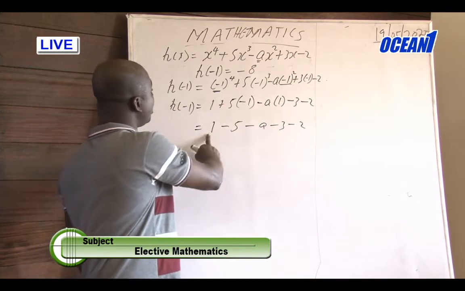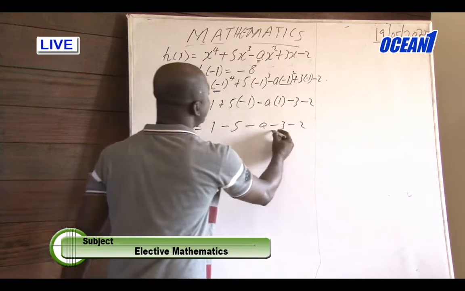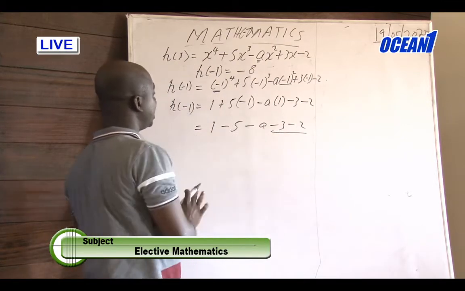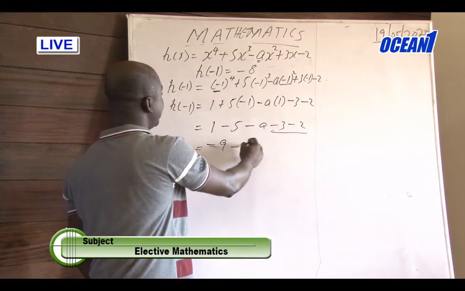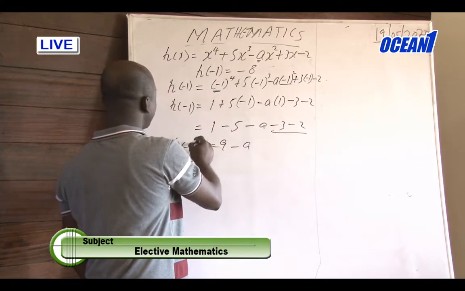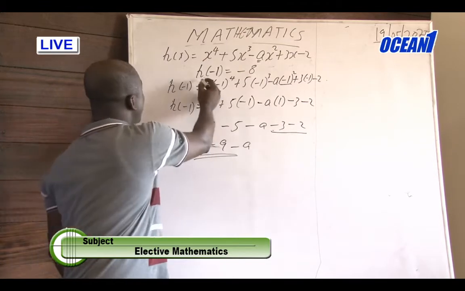So we are getting 1 minus 5 minus 3 minus 2. We know that this is going to become minus 5 minus 5, that's minus 10, and 1. So we are getting positive 1, negative 9, minus a. That's our h of minus 1. So just the first part, don't complicate the process. Work out the first part.